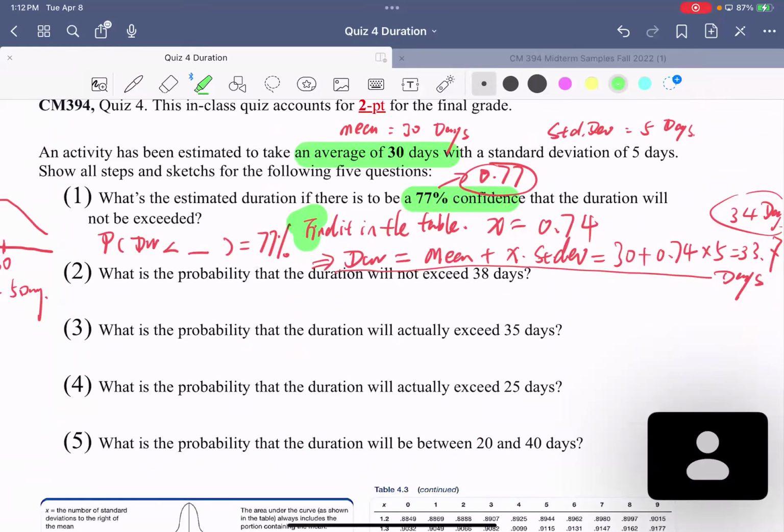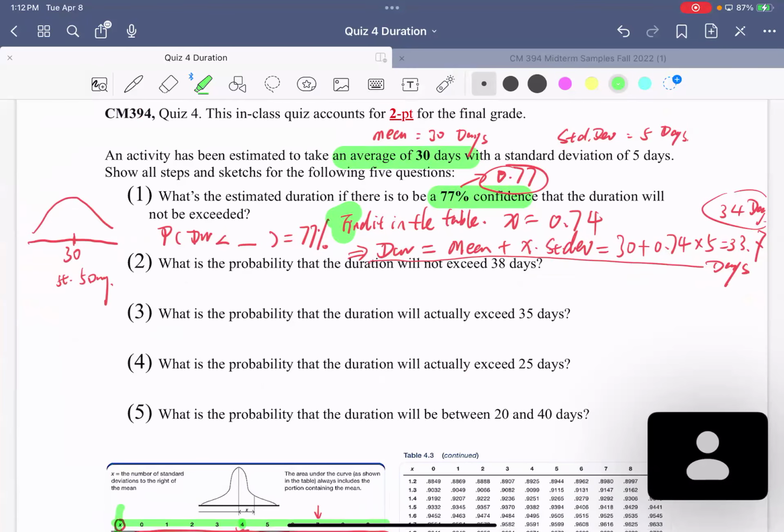In question 1 you are given the P and you define your x. The next one looks different because you are already given the date. You need to find the x, and then use the x to find the P. Any more questions for question 1? No, okay. The duration is x times the standard deviation. And make sure that when you get 33.7, you round it up, because when we do the calculations we need to use whole days. All right, let's move to the second one.